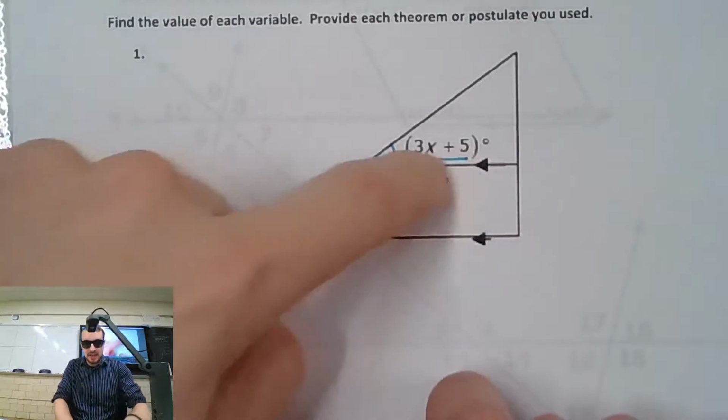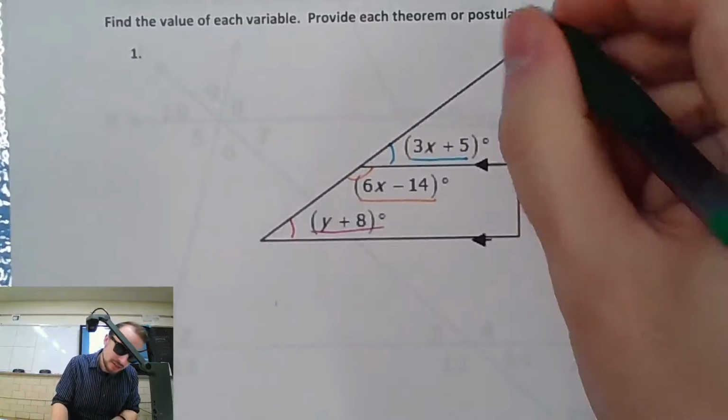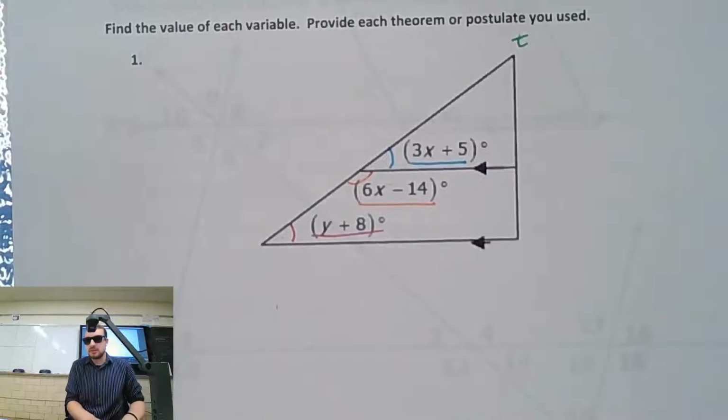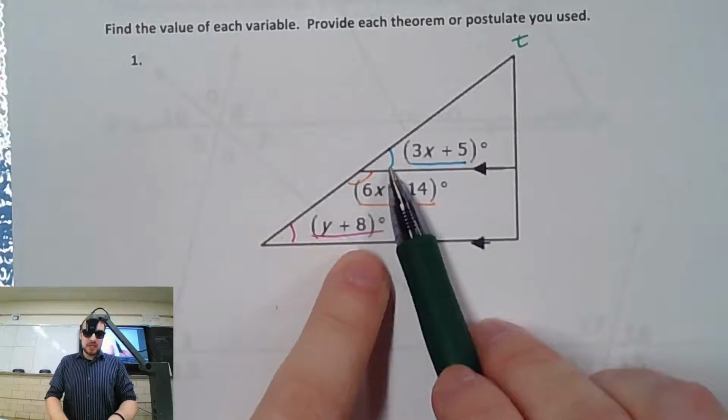Check it out. If I extend those out, don't we have a transversal? This line right here, a transversal that's cutting those two parallels. So top right corner, top right corner, so they're equal to each other. y plus 8 equals 3x plus 5.